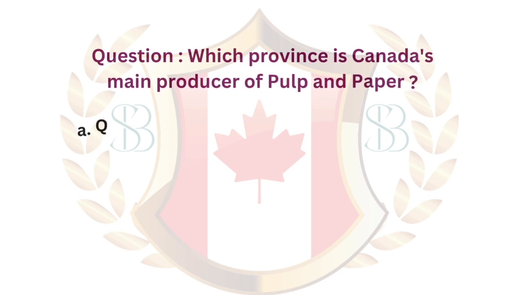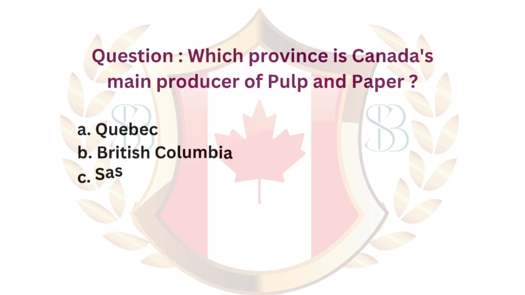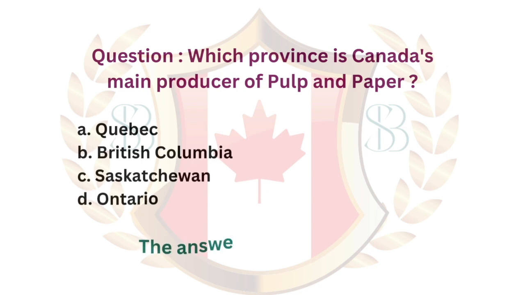Question: Which province is Canada's main producer of pulp and paper? A. Quebec. B. British Columbia. C. Saskatchewan. D. Ontario. The answer is A. Quebec.